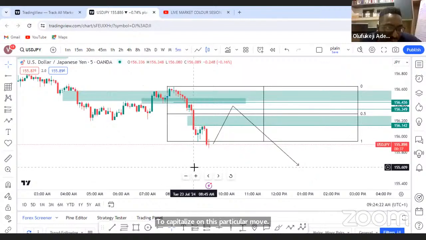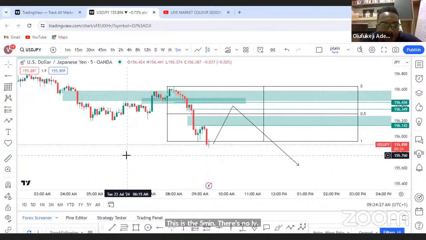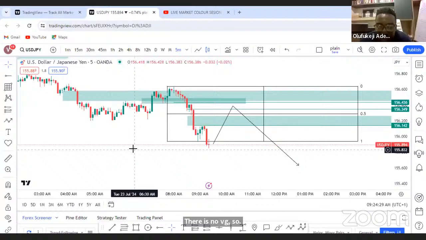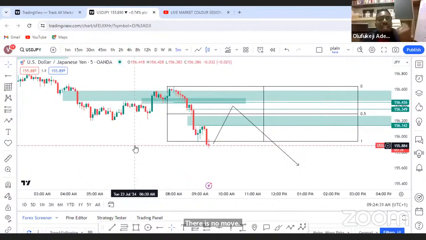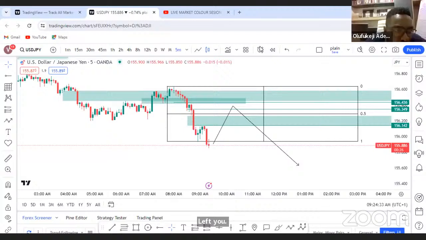This is the 5 minute. There's no IFVG. So there is no move. The train has left you. The last IFVG we saw is what we have marked, and price has gone.